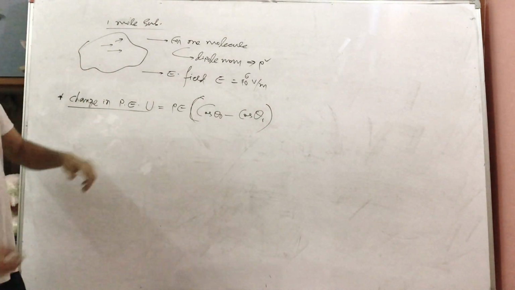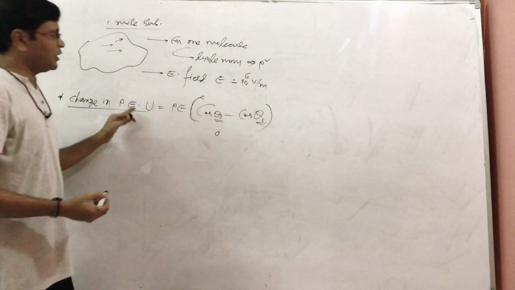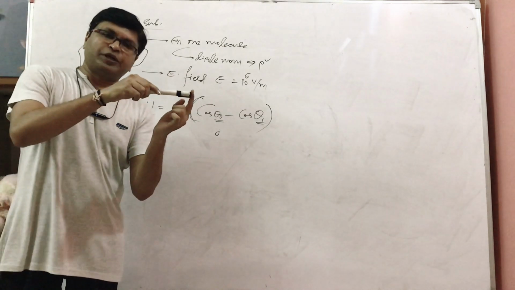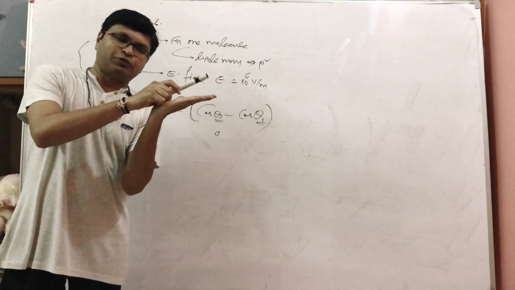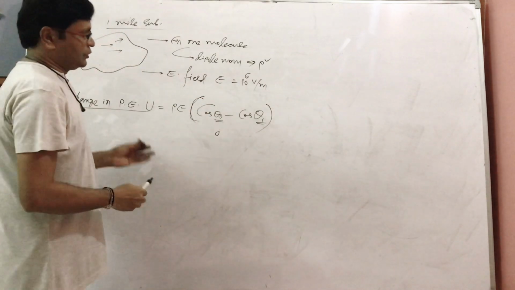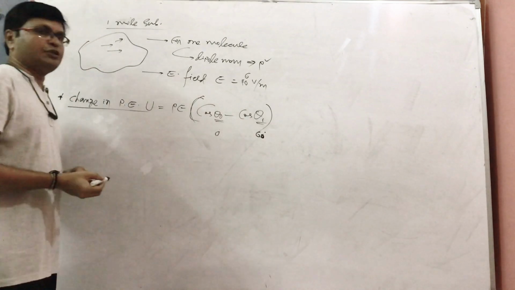So what is the initial position here? Here theta 0 is already 0 degree, and theta 1, because of the application of the electric field, the dipole is oriented from 0 degree to 60 degree, or I can say deflected or rotated from 0 degree to 60 degree. So theta 1 is the final position, it is 60 degree.